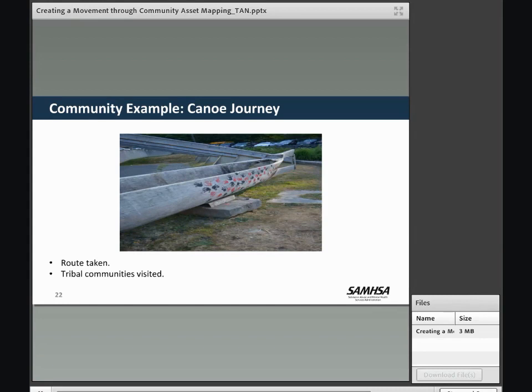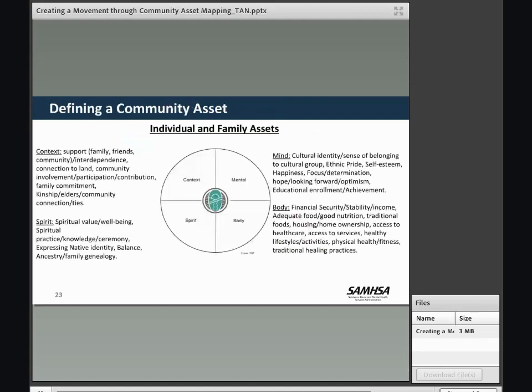Something that you could use it for would be canoe journey. This is just an example from, we're here in the Northwest, and so canoe journey is a big part of the culture here in the Northwest. And so if you wanted to do an asset mapping exercise around canoe journey and identifying all the resources for canoe journey, and then maybe if you're creating your boundaries, that could maybe be the route that's taken on the water, or it could be all the tribal communities that you plan to visit.